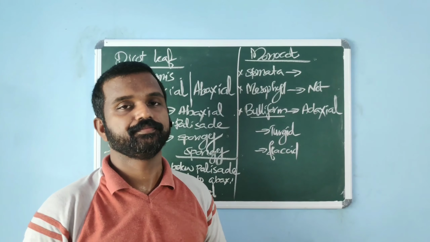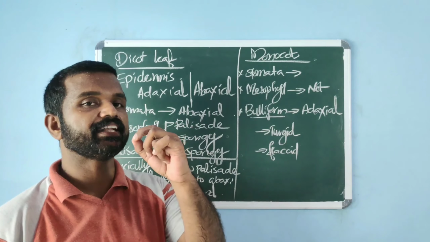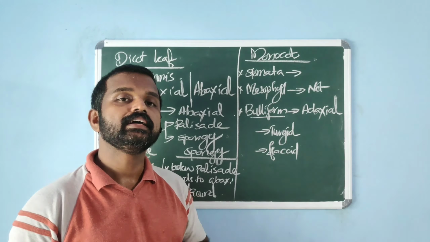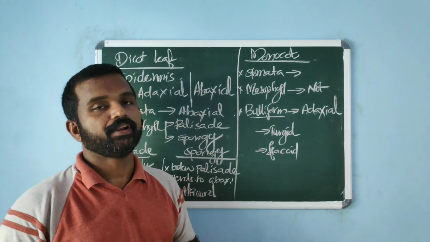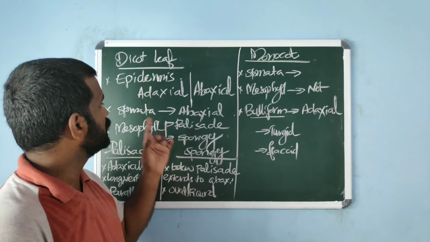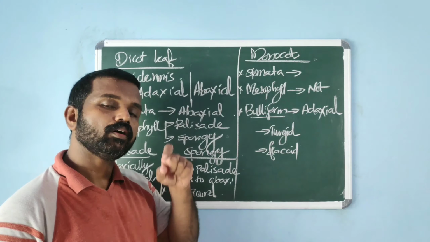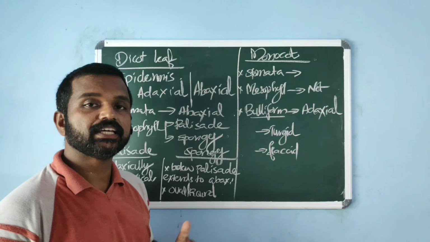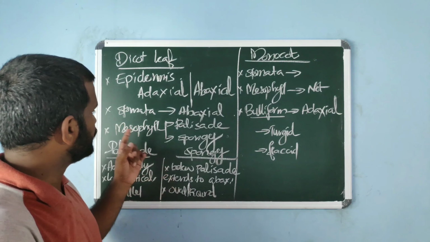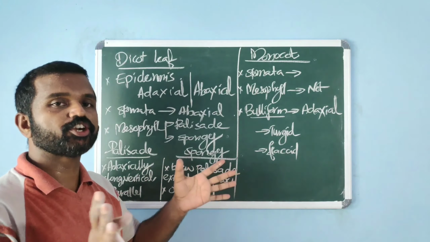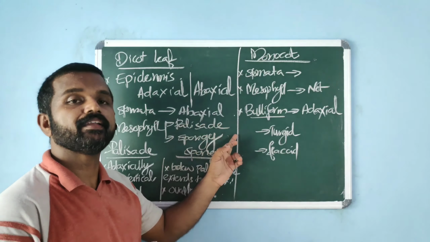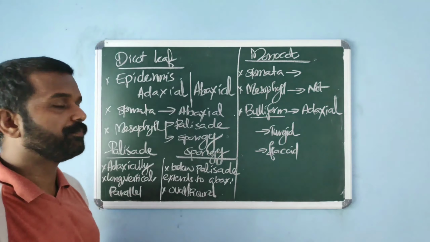Anatomy of the leaf. First, the dicot leaf, the dorsiventral leaf. The two epidermises of the leaf are the upper epidermis and the lower epidermis, that is, adaxial and abaxial. In the dicot leaf, numerous stomata are on the abaxial epidermis, that is, the lower epidermis. Hypostomatic. Then the mesophyll, made up of parenchyma, is differentiated into palisade parenchyma and spongy parenchyma.